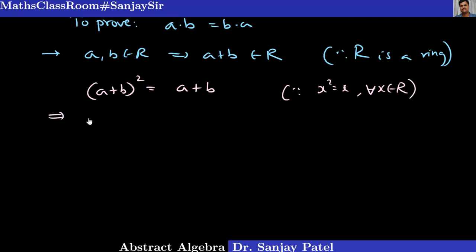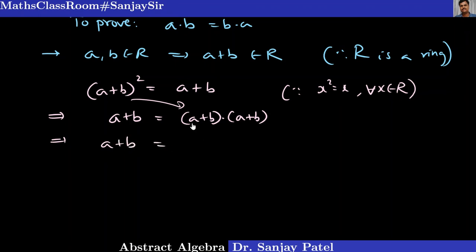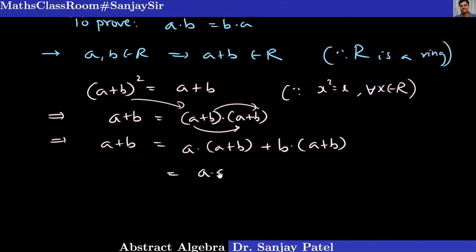And now I am simplifying this thing. This side, I can write as a plus b. And (a plus b) whole square I am writing as a plus b into a plus b, and then expanding using the distributive law, we can write a into this and b into this. So that will give us a dot (a plus b) plus b dot (a plus b). And again, using the distributive law, a dot a plus a dot b plus b dot a plus b dot b.